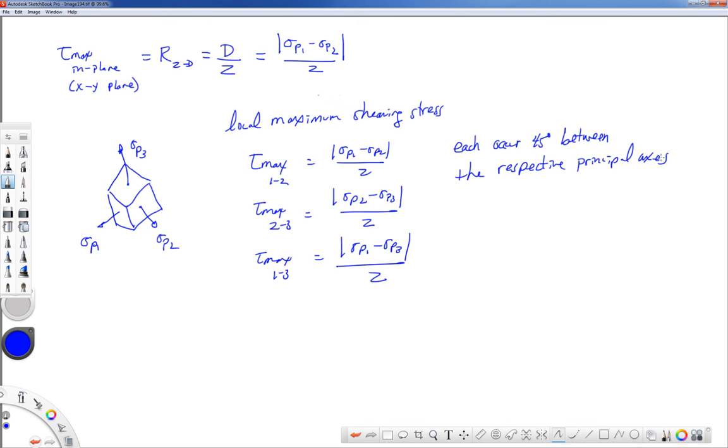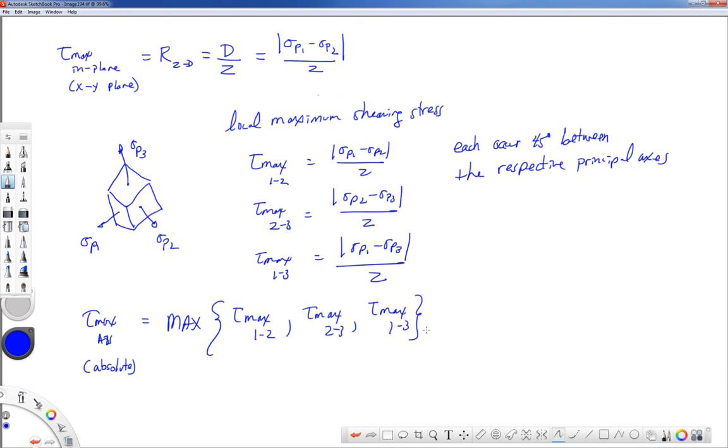Now, the largest of these three is what we're going to call the absolute maximum shearing stress. So tau maximum absolute, I'm going to abbreviate this ABS underneath there, but absolute is equal to the maximum of these three possibilities: tau max 1, 2, tau max 2, 3, and tau max 1, 3.